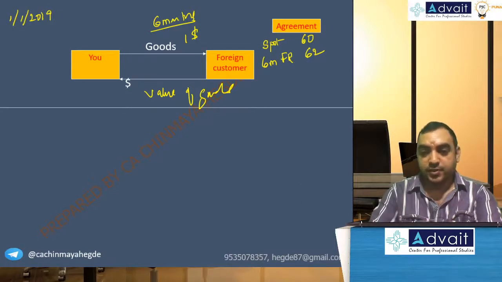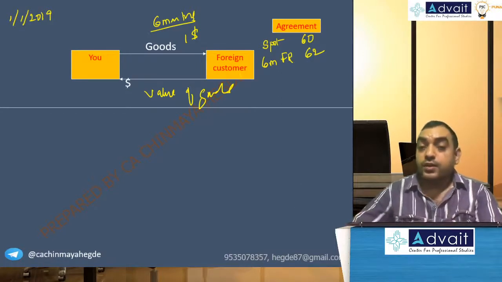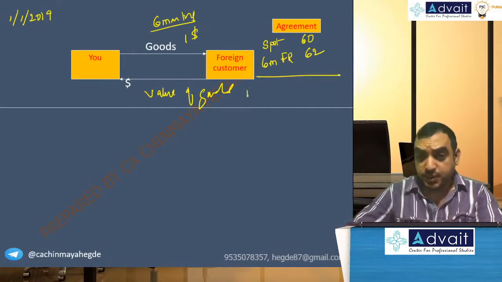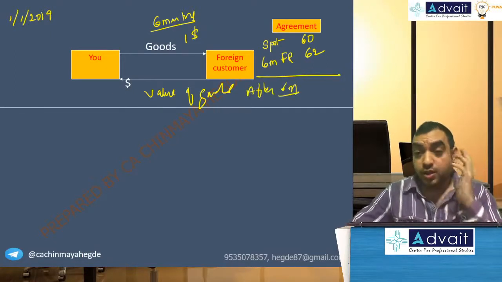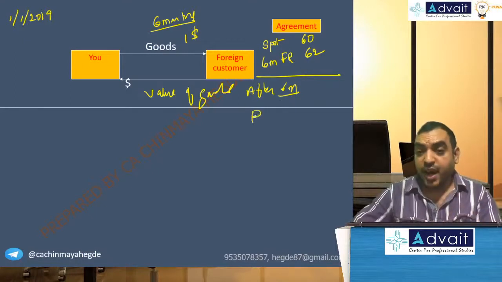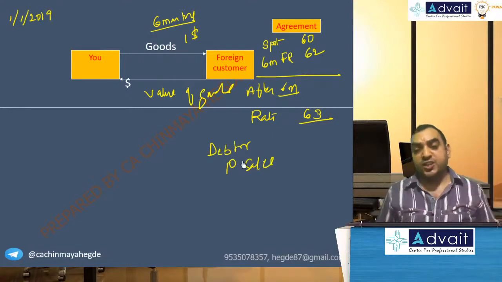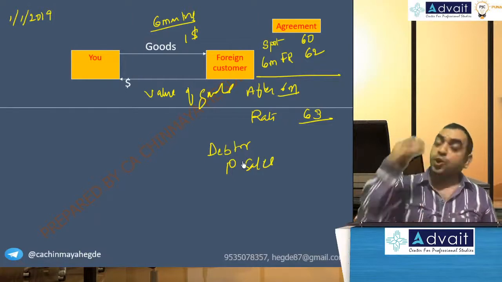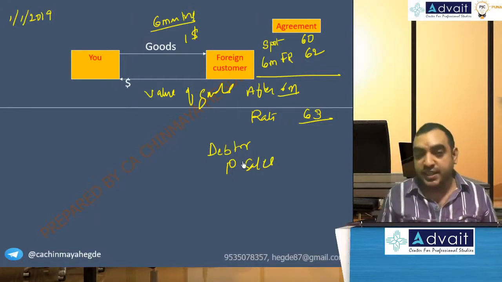Is this point clear? Okay, good. Now, this is fine. Now, after 6 months, the rate happened to be 63 rupees. So you will pass an entry, debtor account debit to sales, as per Ind AS 115 or as per AS 9 or as per Ind AS 18, whichever it is.